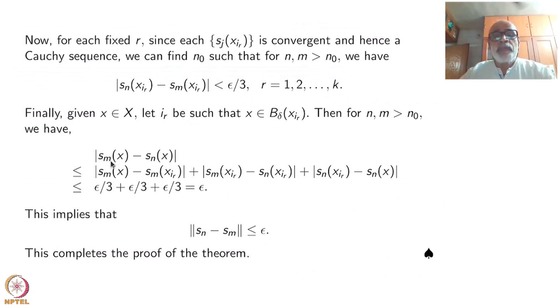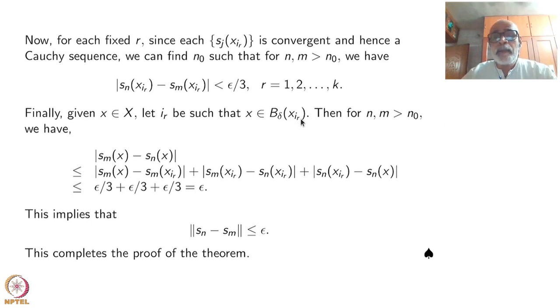So what I do is, for S_m minus S_n, as soon as n is bigger than this one, I break it into three parts. Okay, add and subtract S_m of x_ir, S_m of x_ir, then S_n of x_ir, finally S_n of x. So S_m of x minus S_m of x_ir is less than or equal to epsilon by 3 by this inequality. Okay, so this one comes from this inequality.